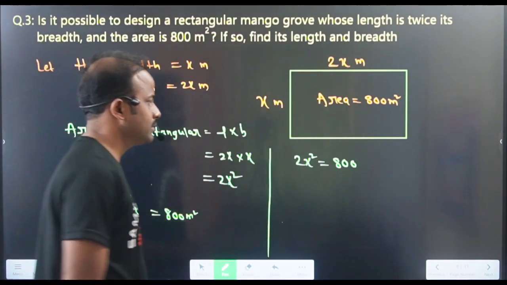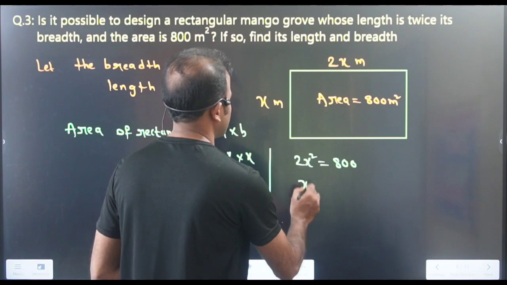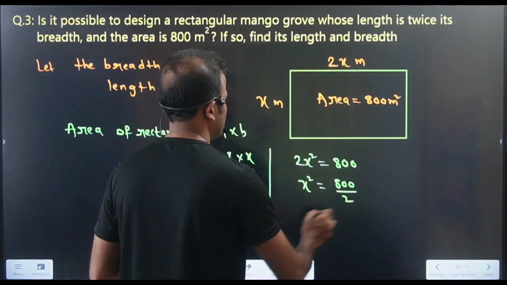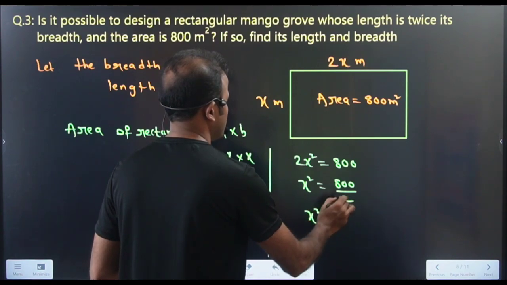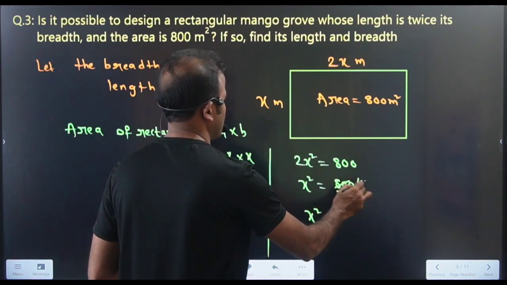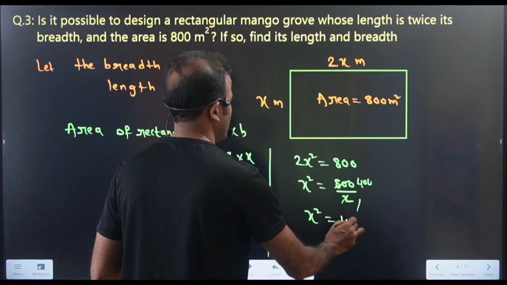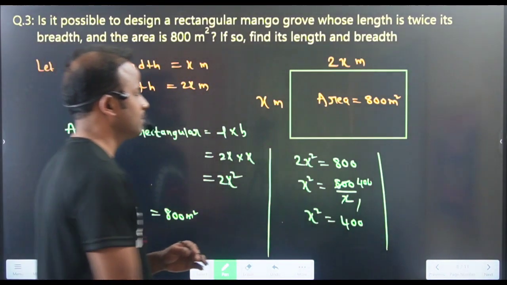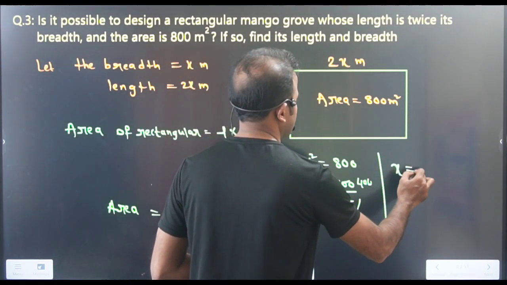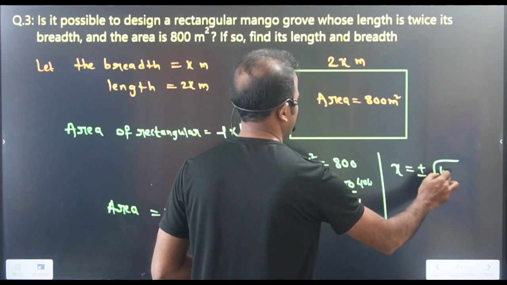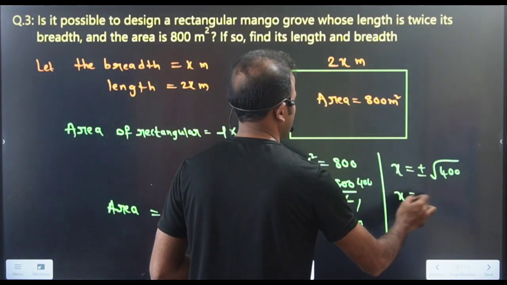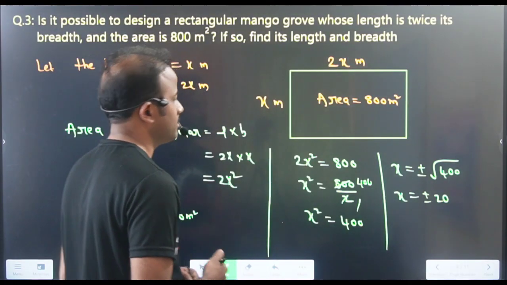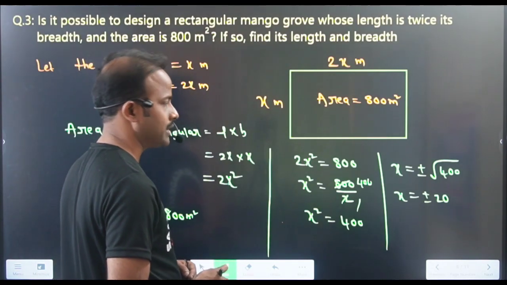2x square equal to 800, then x square equal to 800 by 2, how many times is it in 800? 400 times. So x square equal to 400. Okay, then x equal to plus or minus root over 400. Root 400 value is how much? 20. Length and breadth always will be positive value only.